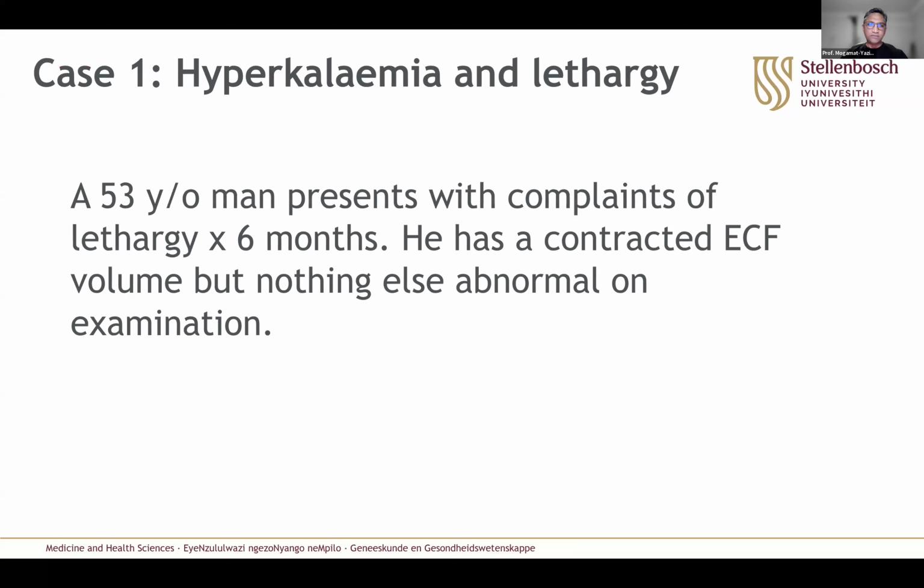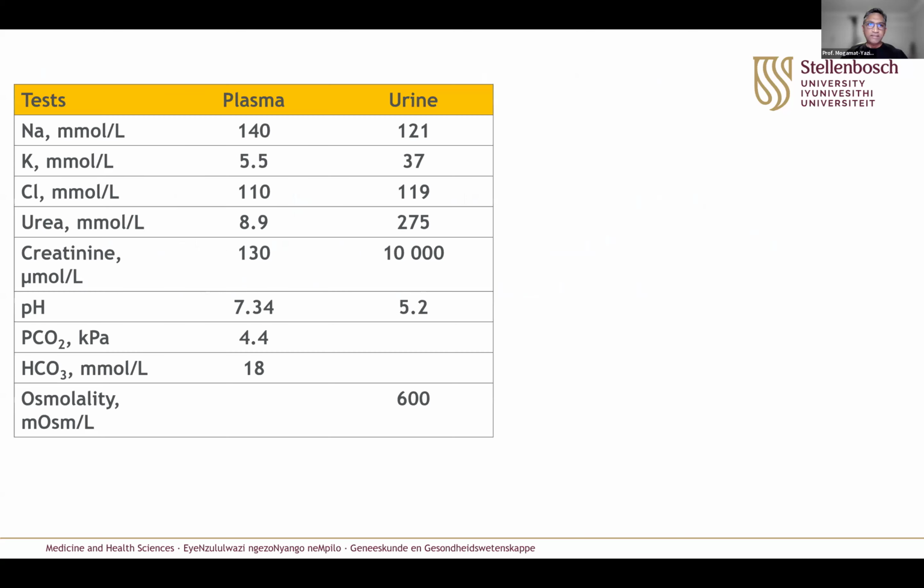So the first case is a 53-year-old man who presented with complaints of lethargy for 6 months. On clinical examination, he had a contracted ECF volume, and nothing else abnormal was identified. So these are his blood tests, both plasma and urine results. One can see here that the patient had a high potassium, borderline high, 5.5, and he also had some renal dysfunction. And the blood gas indicated a mild metabolic acidosis.